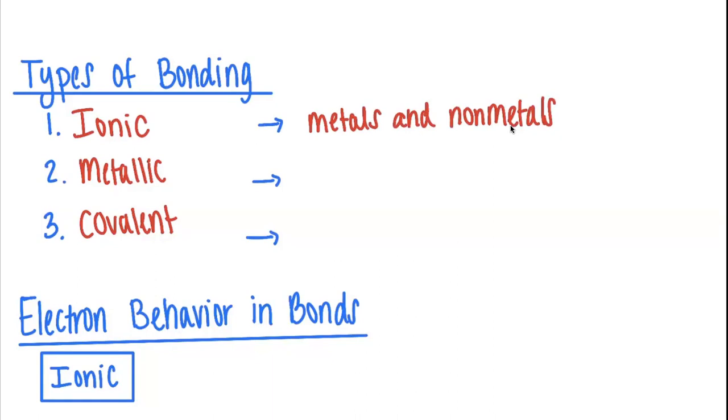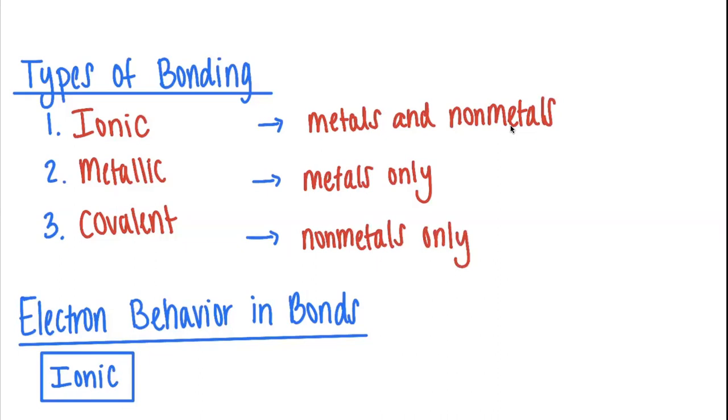So then metallic bonding, Nessa, what does that involve? Metals only, right? Okay. Let's use some process of elimination here. We've got a bond with metals and nonmetals. We've got a bond with metals only. What's the last option we have for covalent? Nonmetals only, right? Perfect. Those are our three basic types of bonds here.